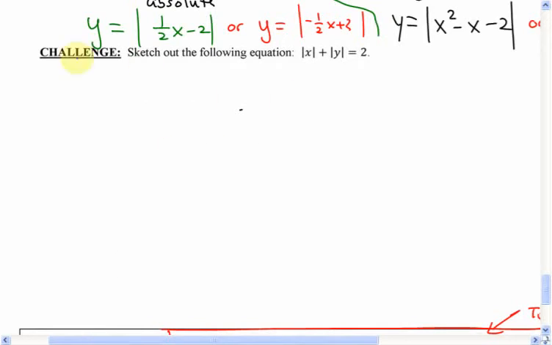Okay, now here's my first step. I'm going to ask you to solve for the absolute value of y. So move everything else to the side. What do we have here? 2 take away the absolute value of x. Now, how can we figure this out?